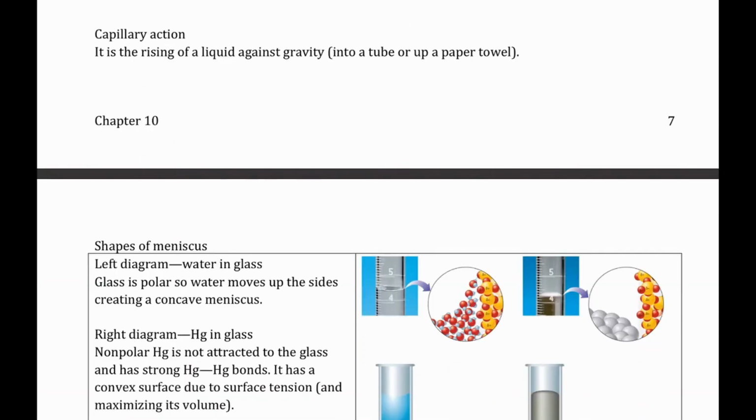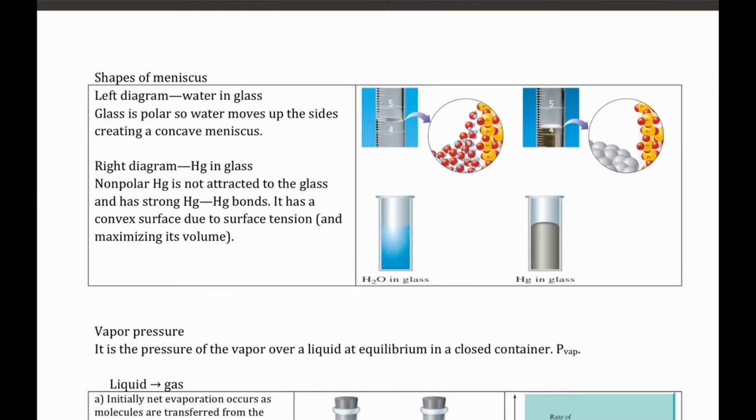Capillary action, that's another property of liquids. It is the rising of a liquid against gravity into a tube or up a paper towel, for example. And this capillary action gives rise to the shapes of meniscuses. In the left diagram, we have water in a glass, like a burette. And look at the lower diagram, we see that the water has a concave meniscus. The water kind of creeps up the sides of the glass.